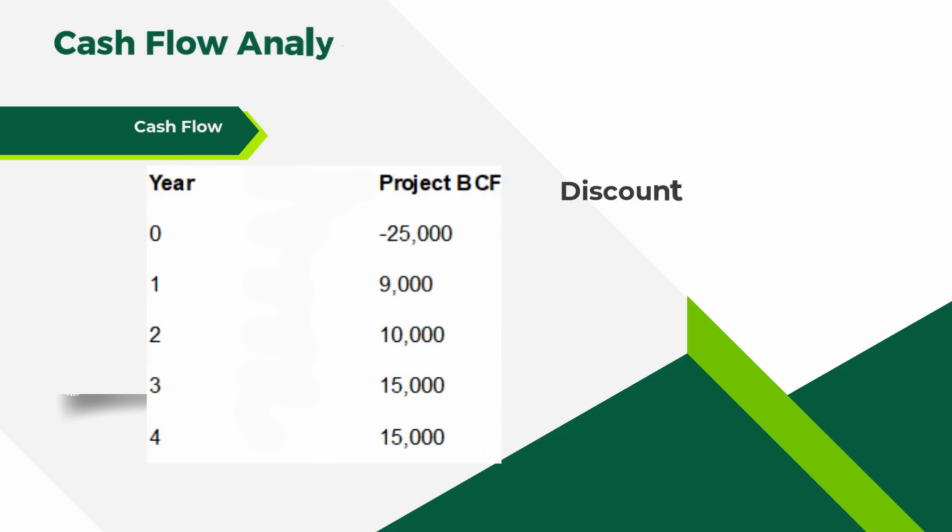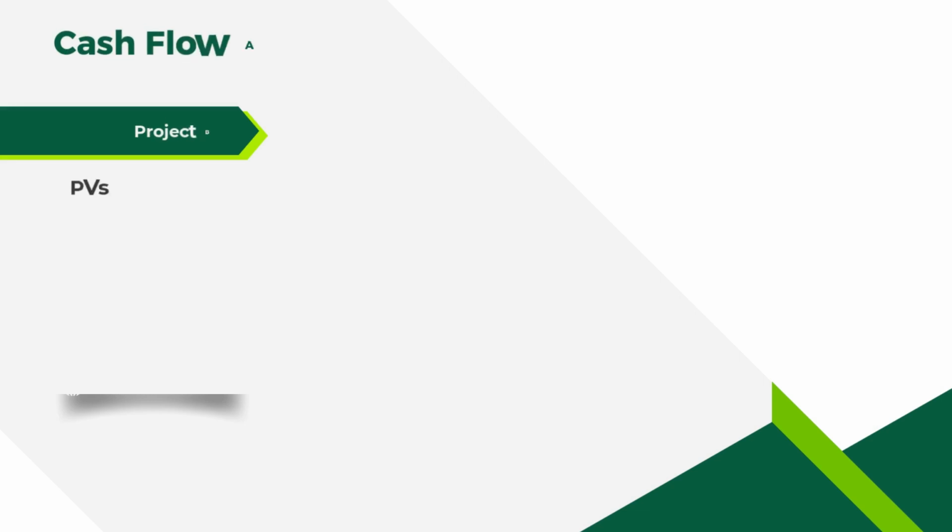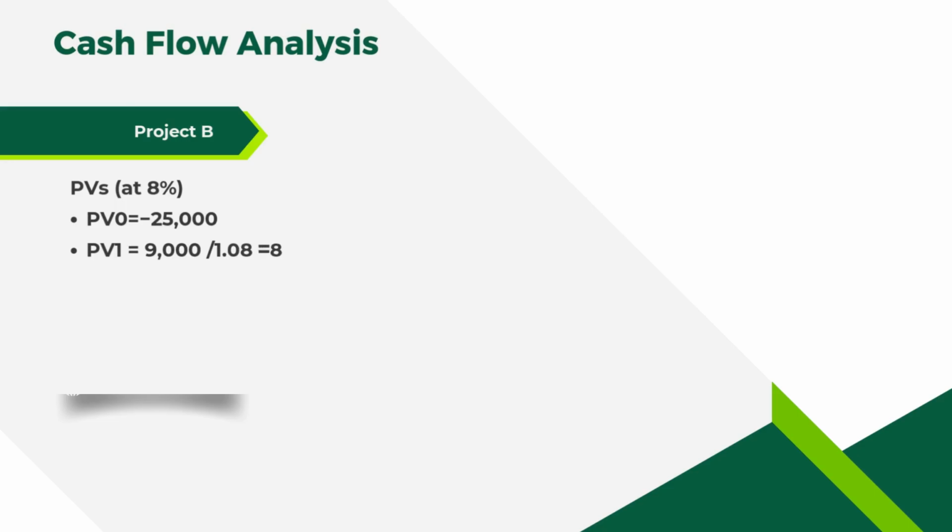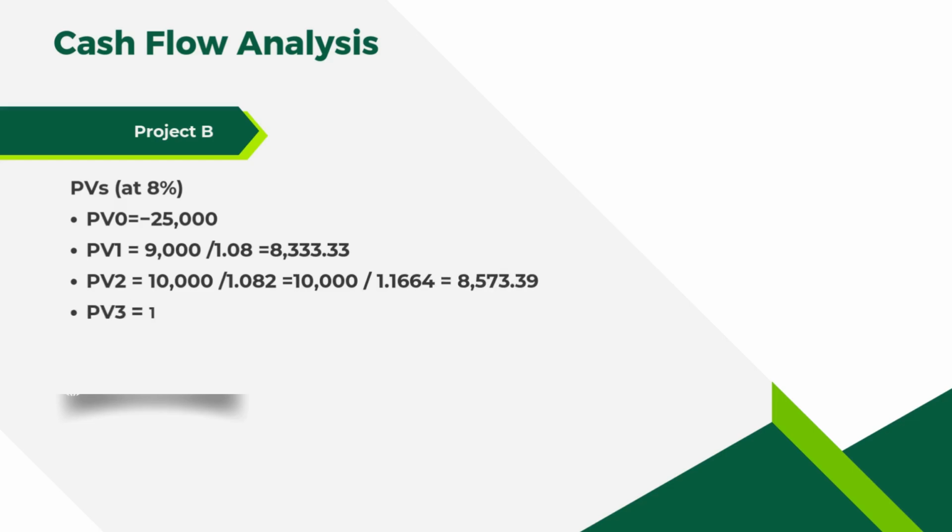Project B cash flow: year 0, minus 25,000; year 1, 9,000; year 2, 10,000; year 3, 15,000; year 4, 15,000. Discount rate R equals 8%. Project B cash flows: minus 25,000, plus 9,000, plus 10,000, plus 15,000, plus 15,000, years 0 to 4.